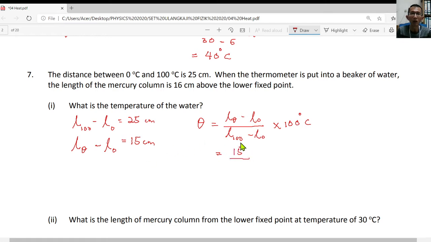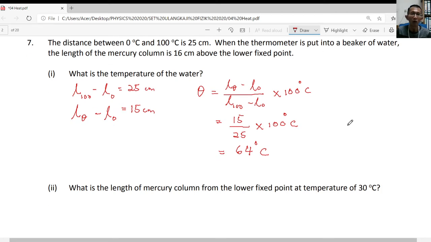Okay, L100 minus L0, this thing here, that would be 25. Multiply by 100 degrees Celsius. So this one here is 64 degrees Celsius. Do you get it? Make sure you understand how we go about solving these questions.